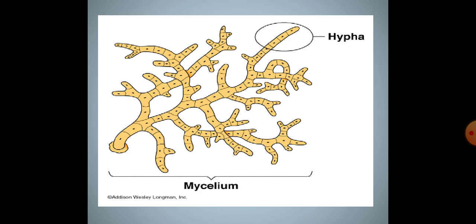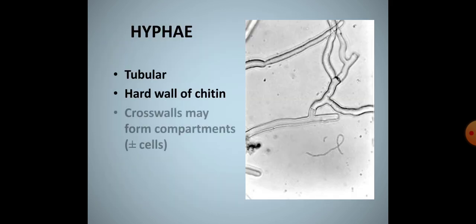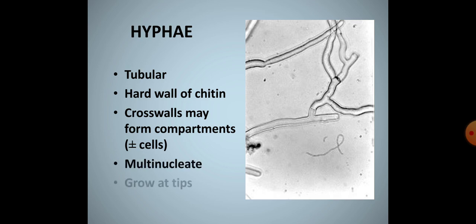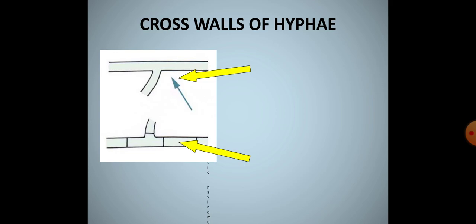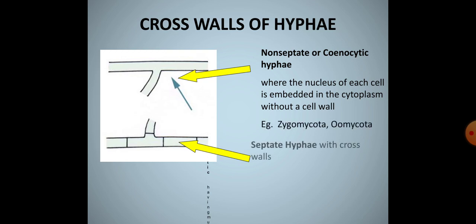Here you can see the structure of hypha. Hyphae may be septate or aseptate. This is the mycelium composed of filamentous hyphae. Hyphae are tubular. They are made up of hard wall of chitin. Cross walls may be present or they may be multinucleated. And hyphae always grow at tips. In this figure, you can see the difference between non-septate or cenocytic hyphae and septate hyphae.